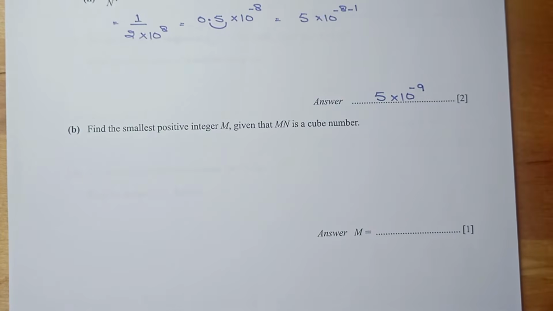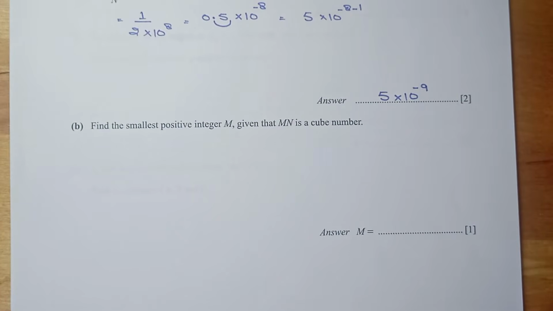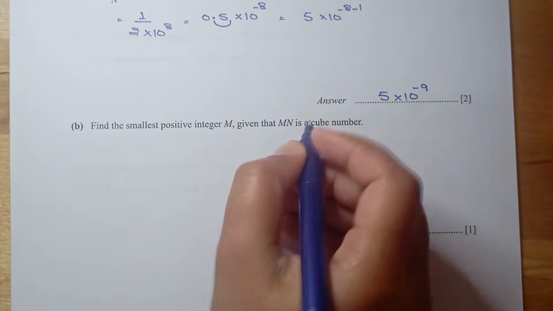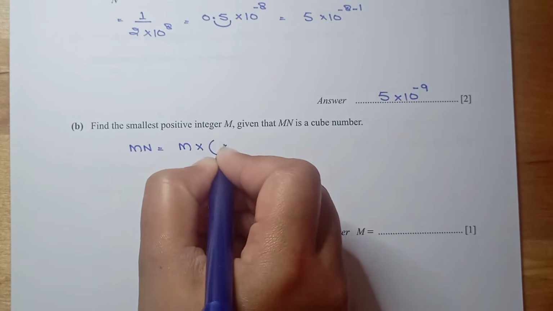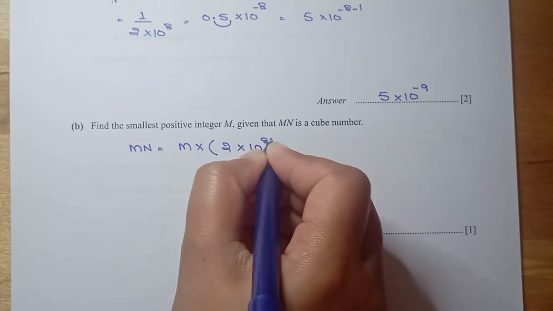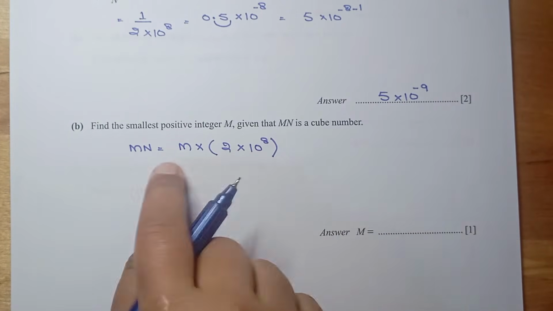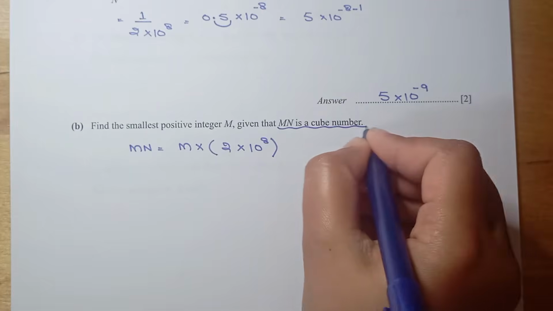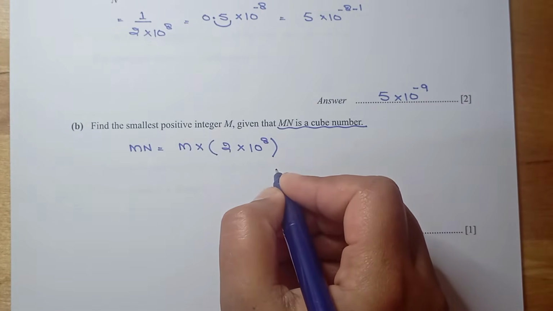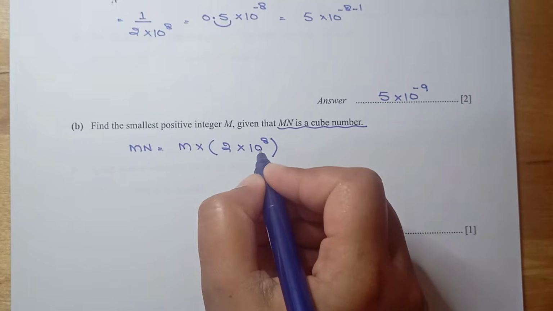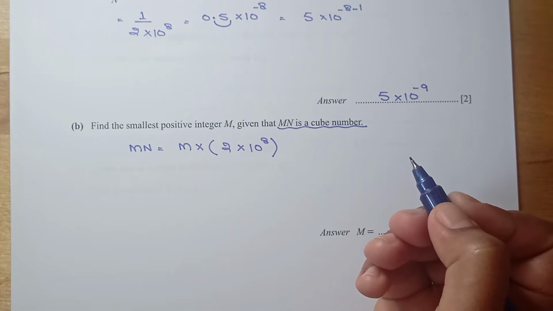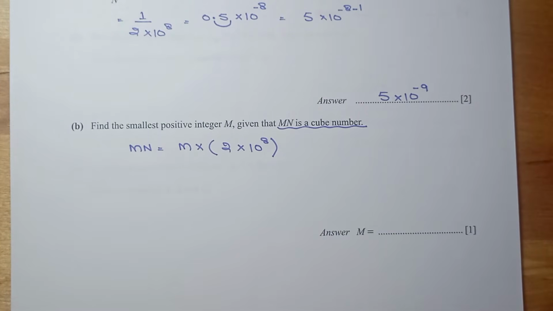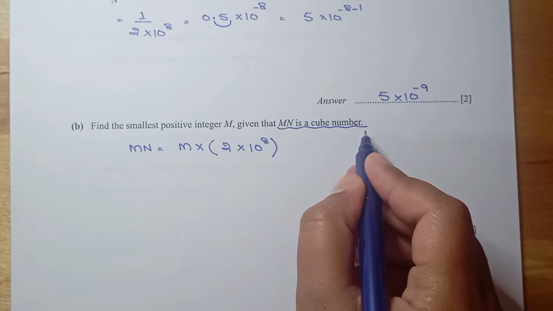Now for the B part, find the smallest possible positive integer m such that m times n is a cubic number. Okay, so we have m times the n, which is 2 times 10 exponent 8. How can we make this product, m n, a cubic number? As we can see, we have a 10 exponent 8. So if we have the cubic exponent, then we can make the product a cubic number.